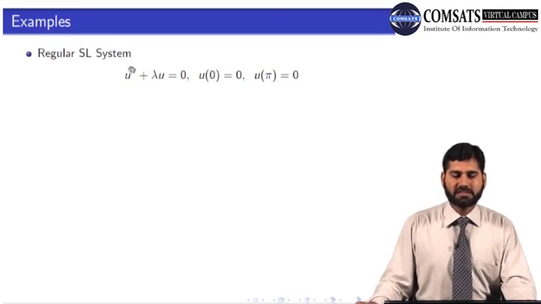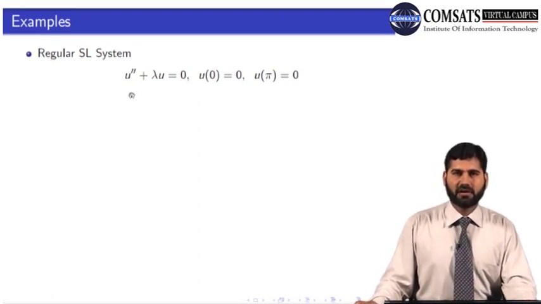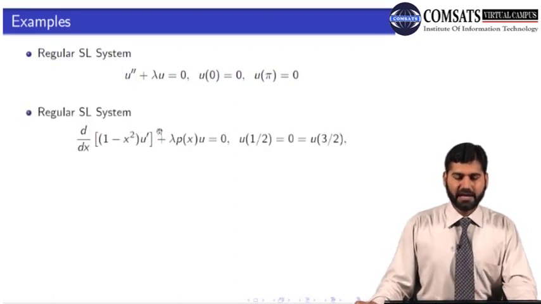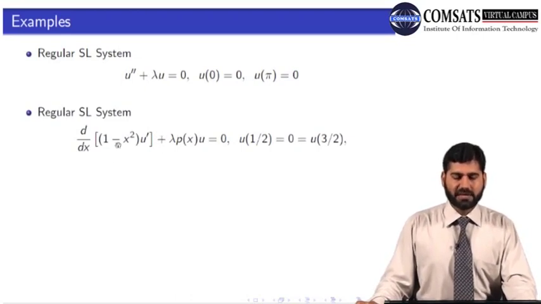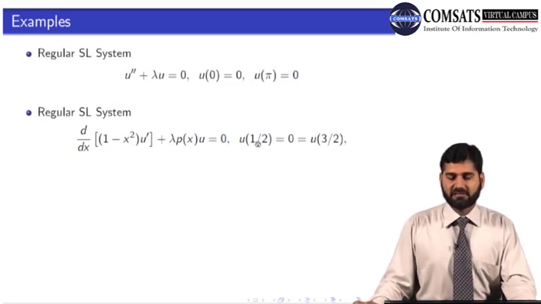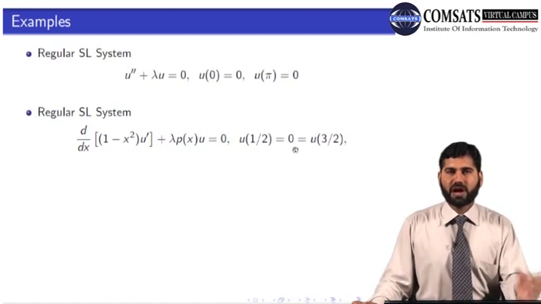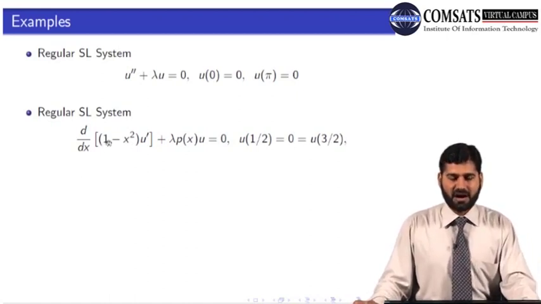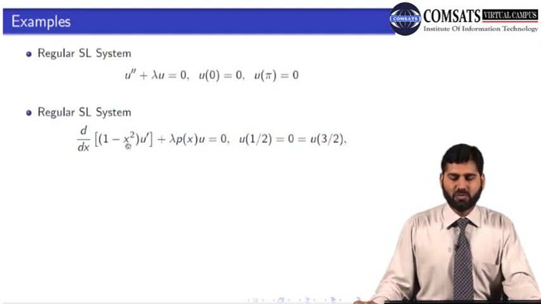All right, so it means this is a regular SL system. Here again q(x) is 0, but r(x) is 1 minus x square. Your conditions are at 1 by 2 and 3 by 2. So from 1 by 2 to 3 by 2, this r(x) is never 0. r(x) is 1 minus x square, and it is only 0 when x is equal to 1.